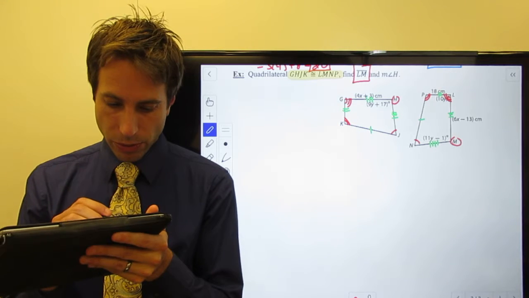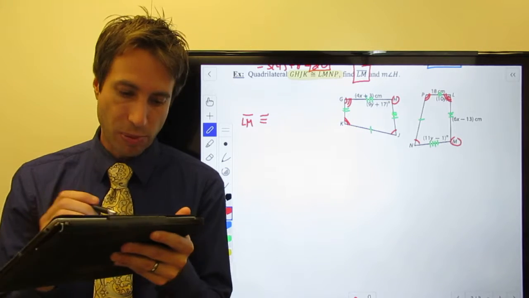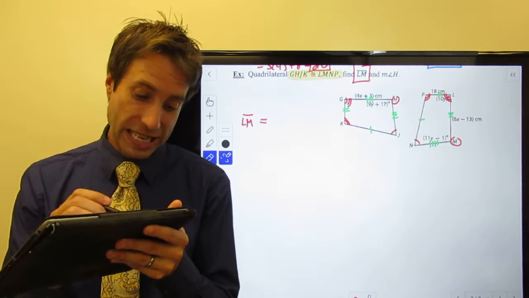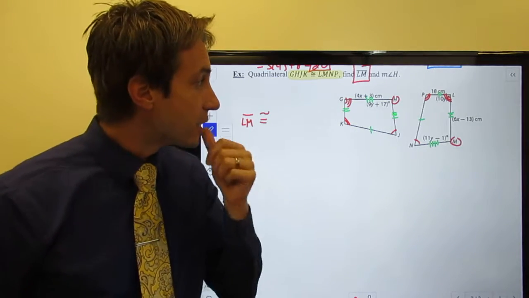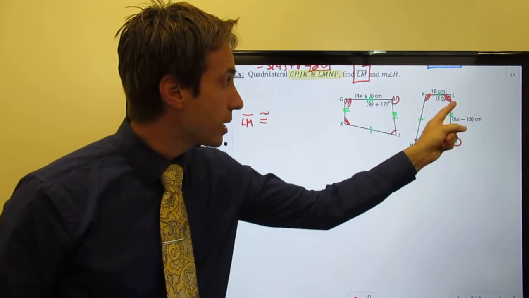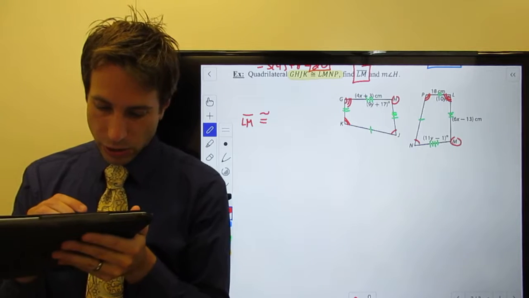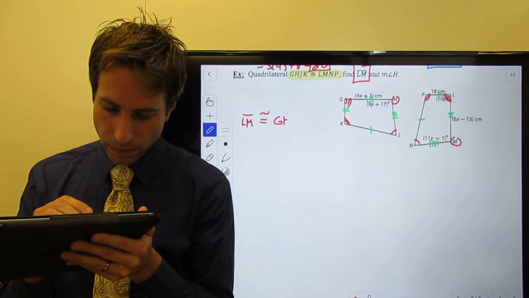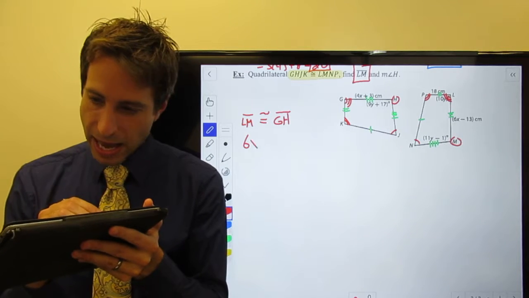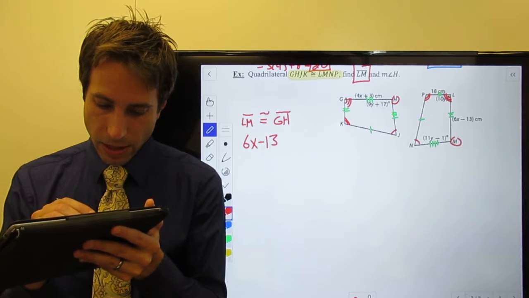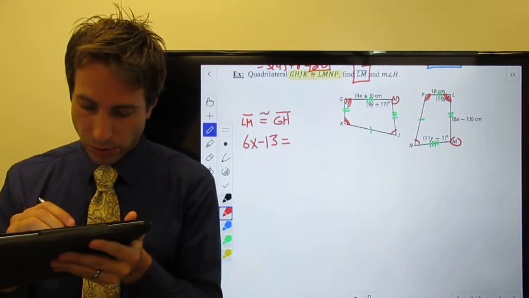We can do that. So the length of LM, well, what is that congruent to? Because we're probably going to need that information. We did in the last one, so we'll probably need it here as well. LM, well, where is it? There it is, right there. And that is the same as GH. All right, well, let's do this. LM is 6x minus 13. So that's got to be equal to 4x plus 3.